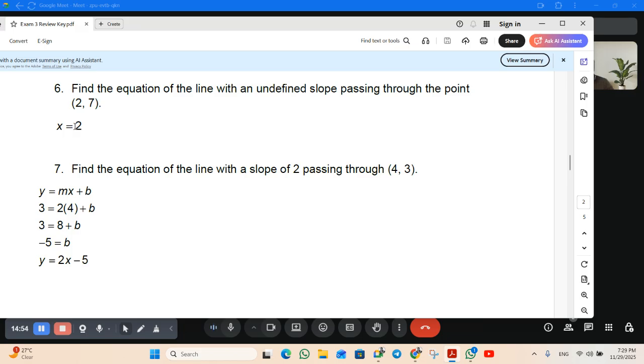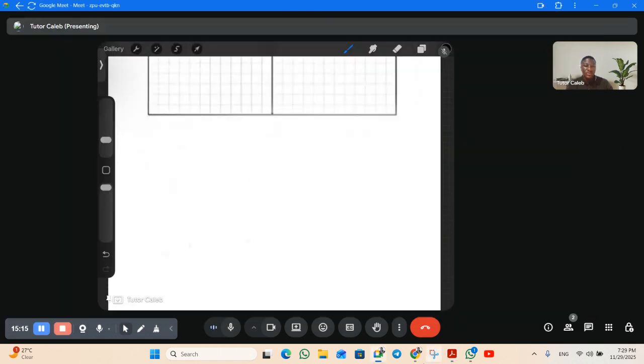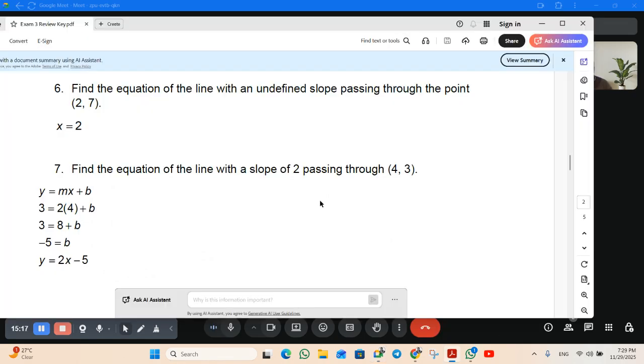Now, question 6 says find the equation of the line with an undefined slope passing through the point 2, 7. So the equation that I'm talking about here doesn't have a slope. And they tell you that it passes through the point 2, 7.